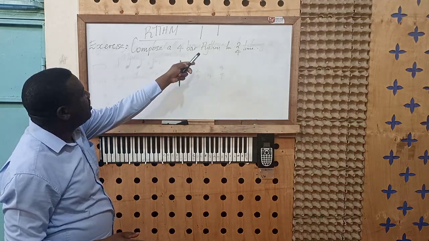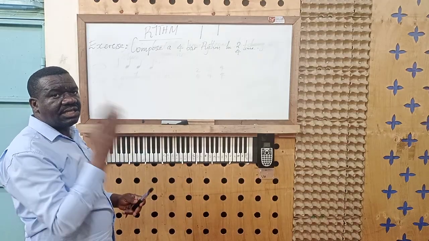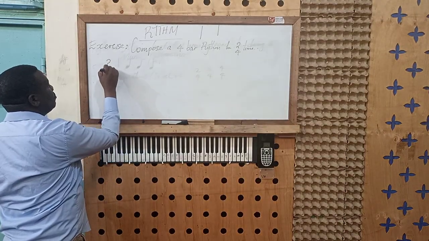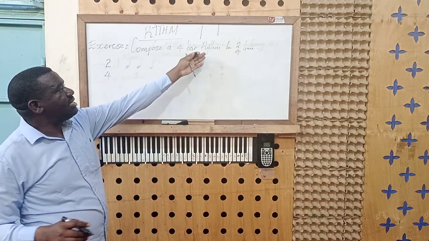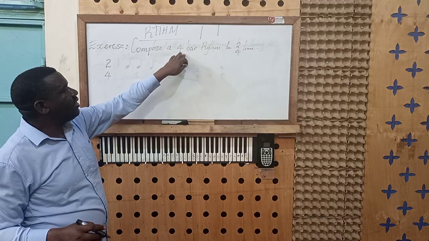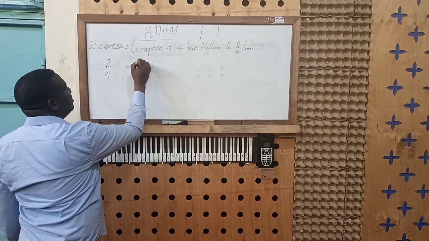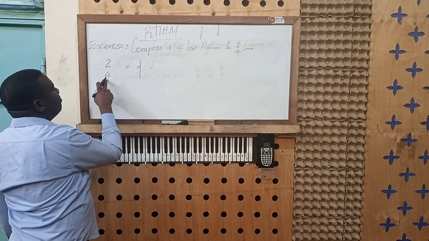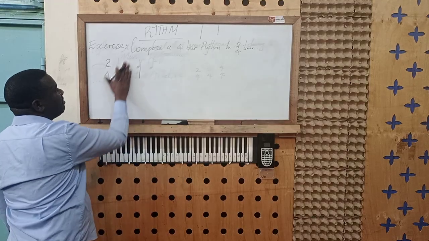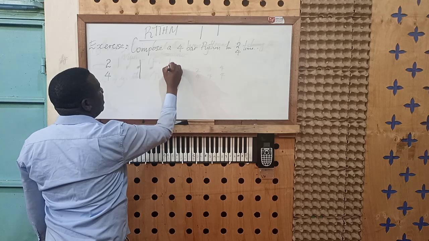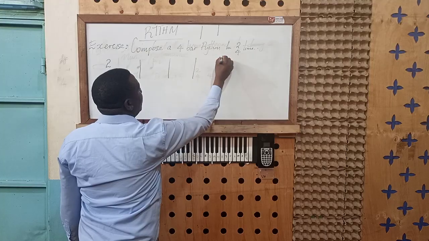Compose a 4-bar rhythm in 2/4 time. So you start by writing the time signature at the beginning. So you write 2, 4. And then you ask yourself, how many bars are required in your rhythm? 4-bar rhythm. So 4 bars. Normally from the time signature to the first bar line, we count this as the first bar. So second one, third one, and the fourth one.